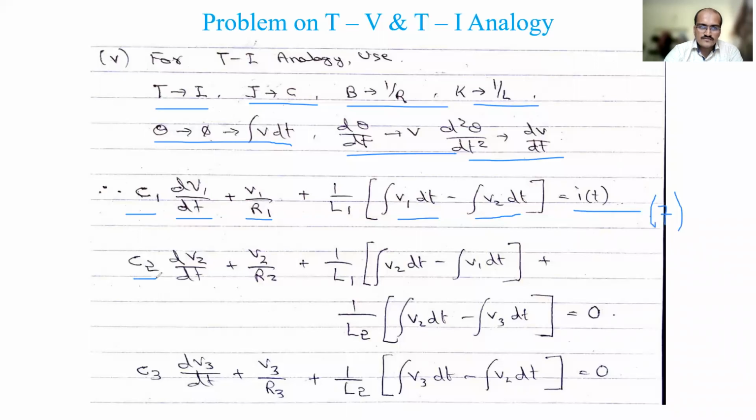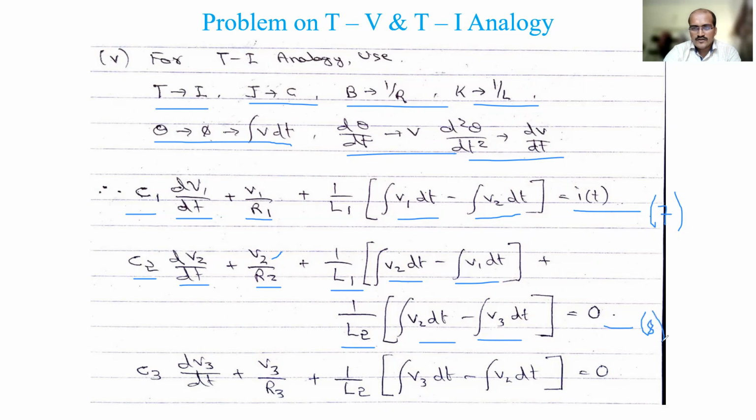Then J2 place, the second equation of the mechanical system. So it is J2 place C2, d square theta 2 by dt square, you have to substitute dV2 by dt. Then B2 is 1 by R2, and d theta 2 by dt is V2. So just apply this analogy. Then K1 place, you have to substitute 1 by L1. Then theta 2 integration V2 dt minus theta 1 integration V1 dt, plus K2 is there, 1 by L2, theta 2 minus theta 3 integration V2 dt minus integration V3 dt equal to 0. So this is your equation number 8.